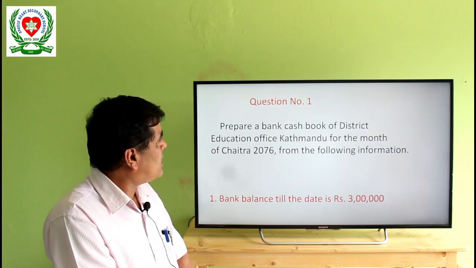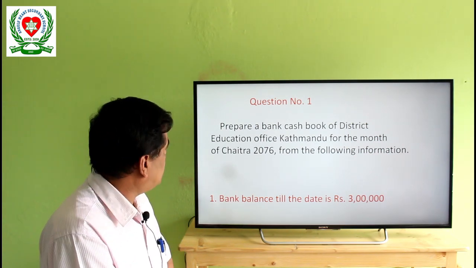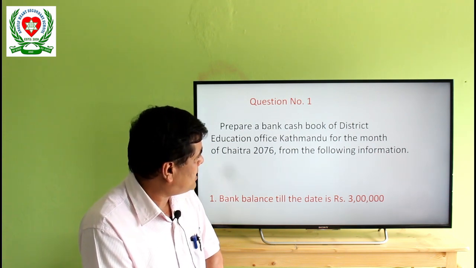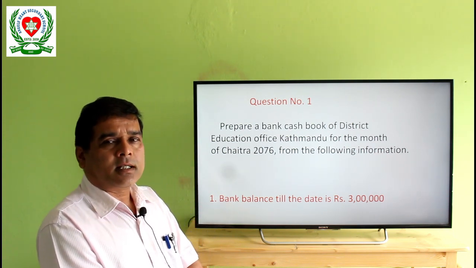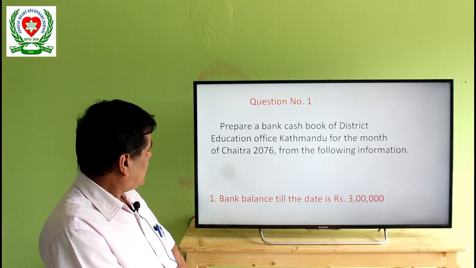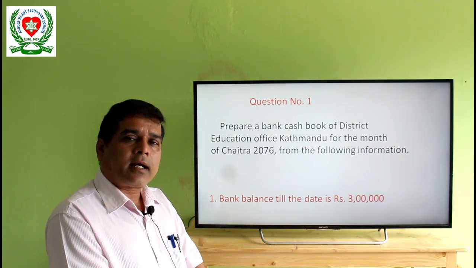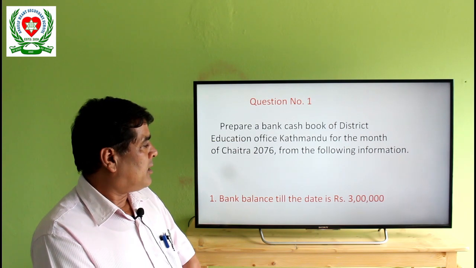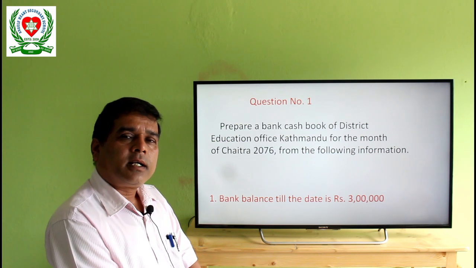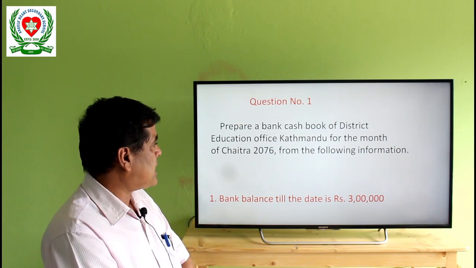Let's see the question number 1. Prepare a bank cash book of District Education Office, Kathmandu for the month of Chaitra 2076 from the following information. Question is given like this. And 1 number, bank balance till the date is given, rupees 3 lakh. For this balance, no need to prepare journal voucher. Direct we can make entry in the bank cash book.